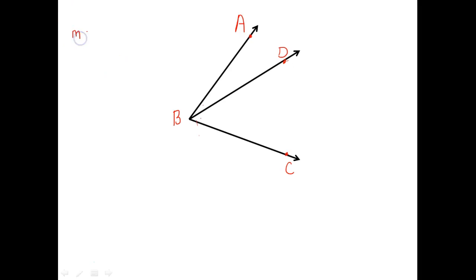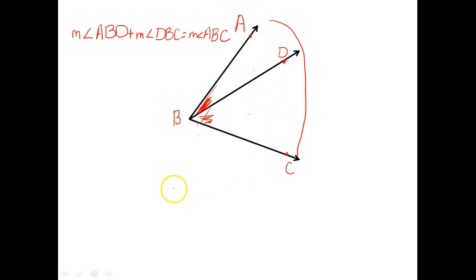So, remember this symbol we talked about, the measure of angle ABD plus the measure of angle DBC equals this entire angle ABC. Every time. So let's follow the measure of angle ABD, so this angle, plus the measure of angle DBC, plus this angle, equals ABC. The whole entire angle, okay? So this piece plus this piece equals that piece. I am not insulting your intelligence. Yes, it is that simple, okay?